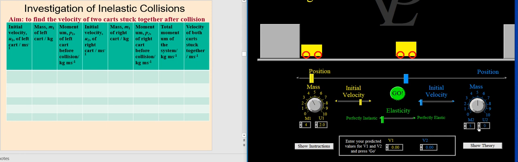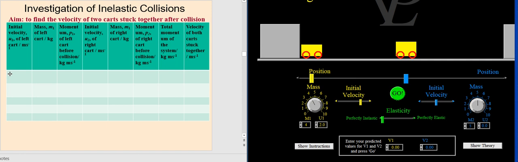So these are going to be inelastic collisions. We're not going to worry about elastic collisions today. We're just going to focus on inelastic collisions. And in inelastic collisions, remember, the carts will stick together completely. They won't bounce off each other. If they were elastic, then they would rebound off each other after the collision. So once they collide, they're just going to stick together and move off together, and that's called an inelastic collision.